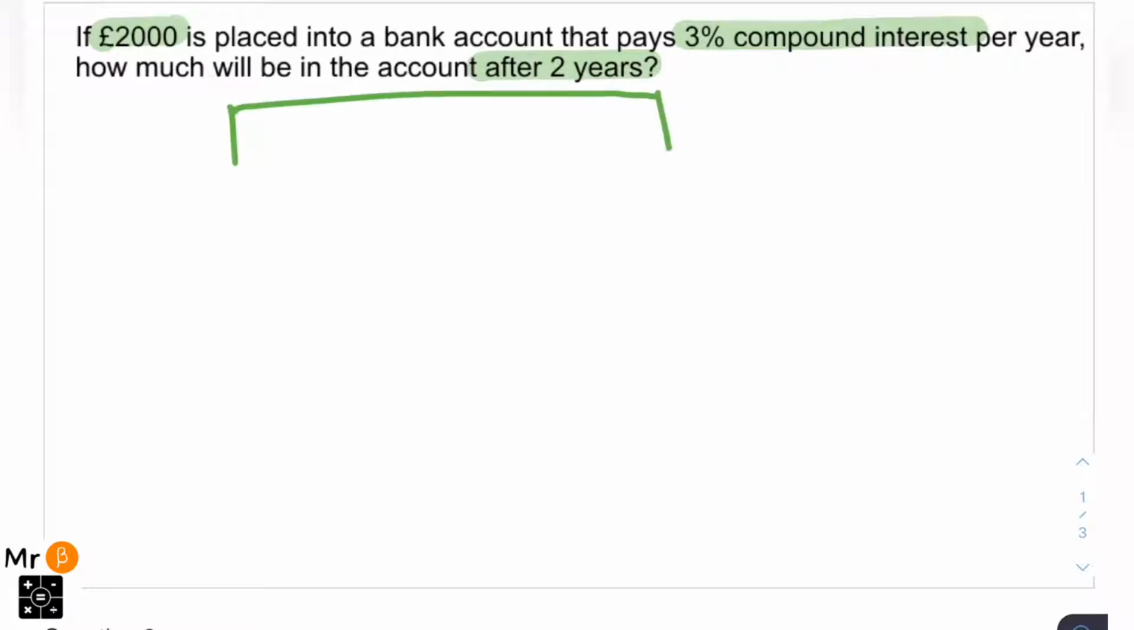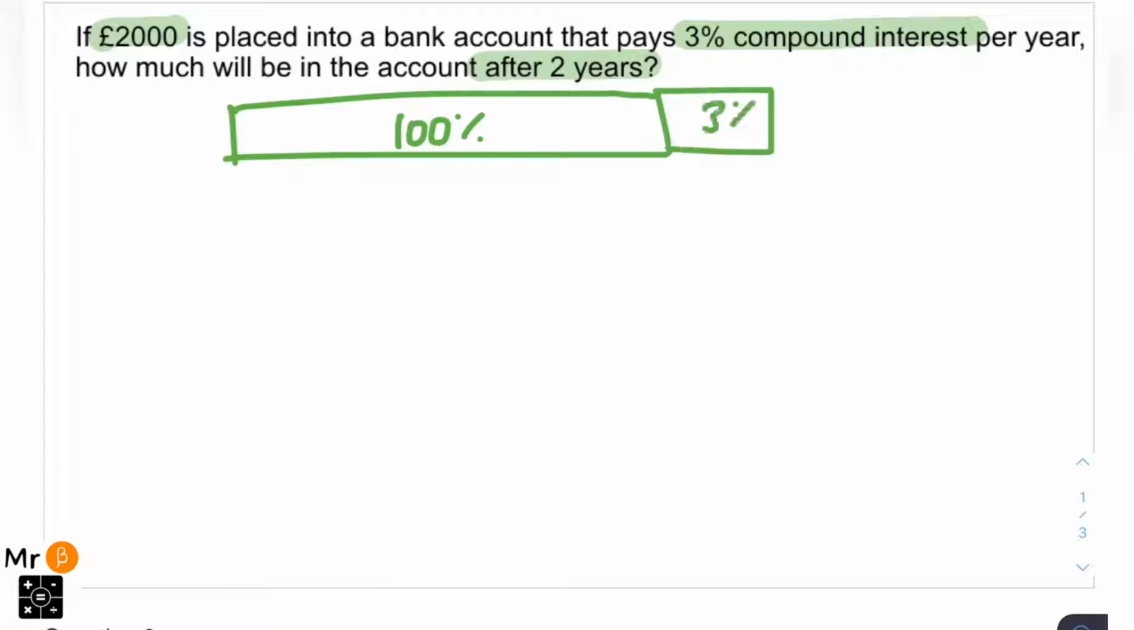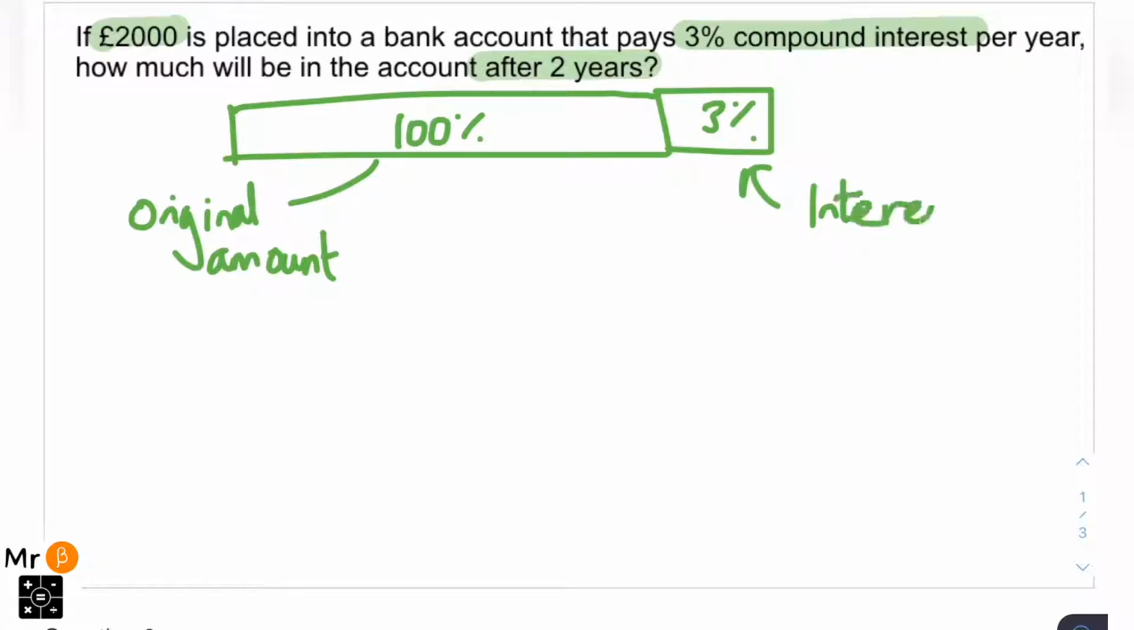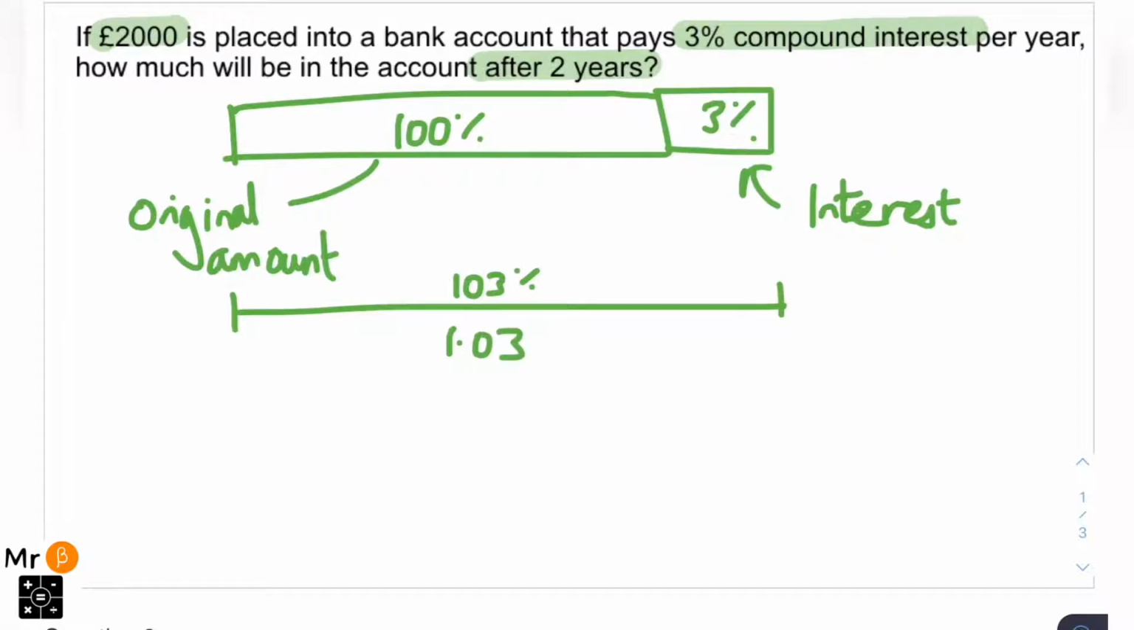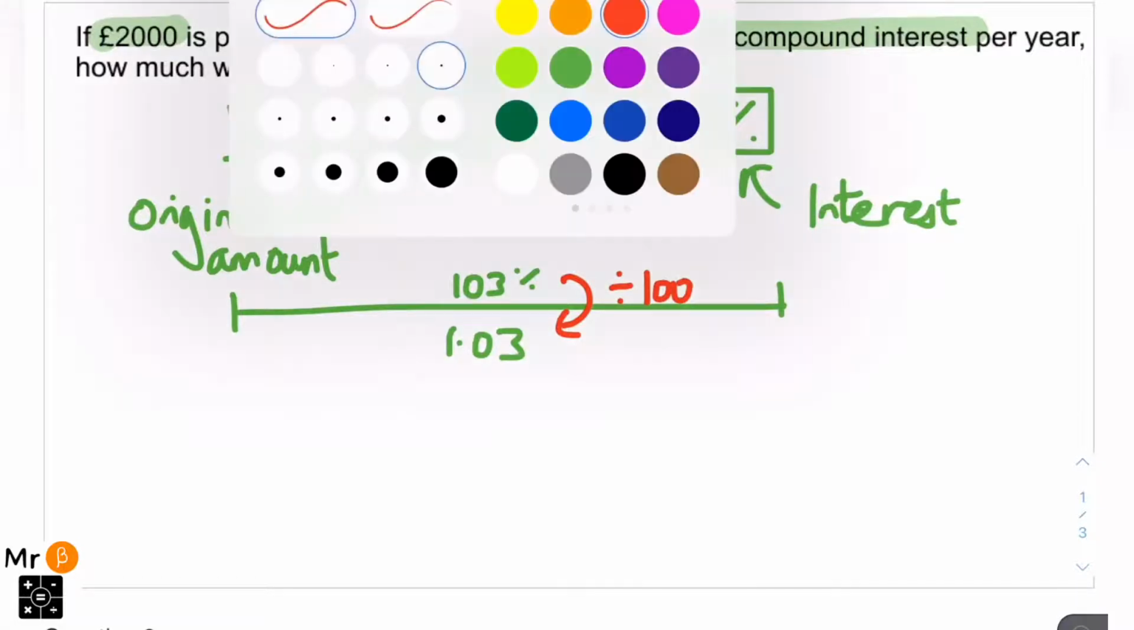So first of all, we need to work out our increase multiplier. We can do that by drawing our bar. Our 100% is our original amount invested in our bank, so original amount. Our 3% is our interest, it's what's added on. So in total, we would have 103%, which as a decimal is 1.03. Remember, to go from any percentage to a decimal, you just divide by 100.